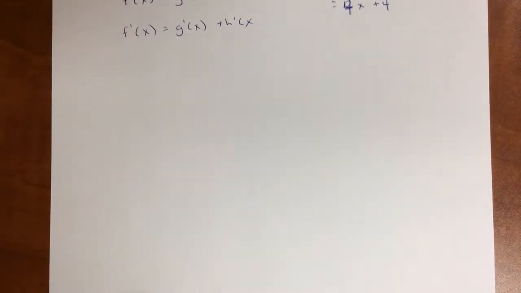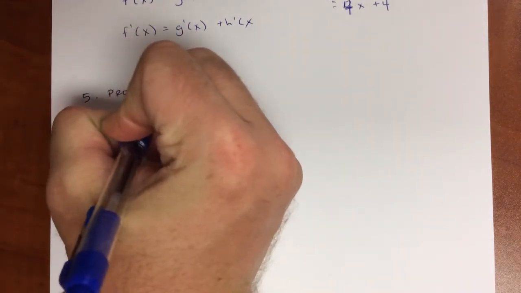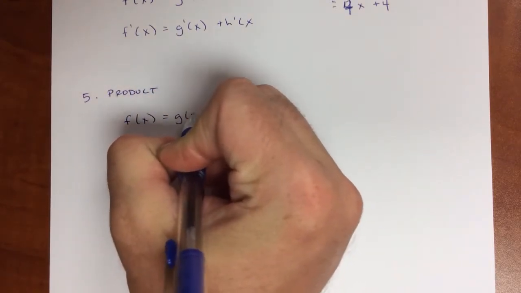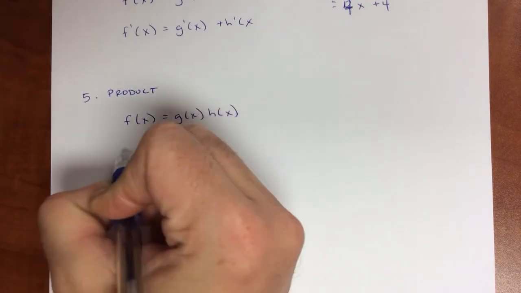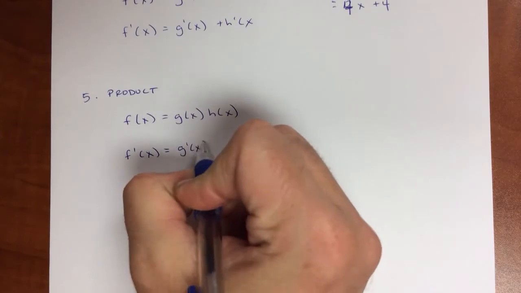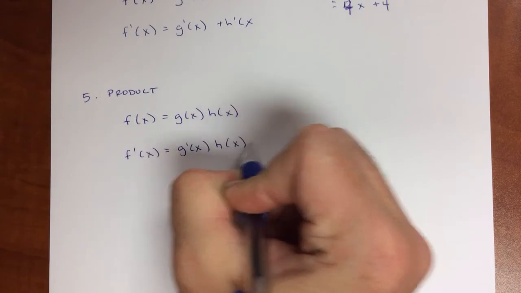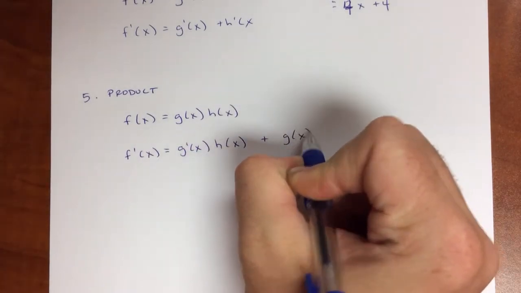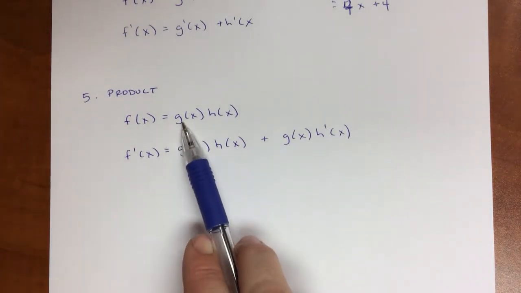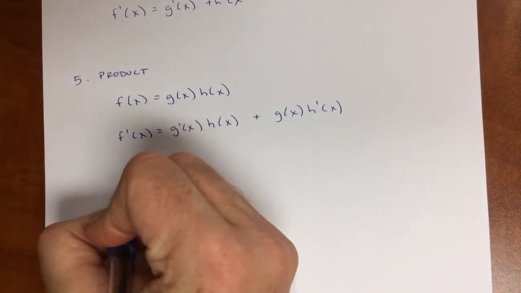Now the next rule is the product rule. And this tells us if f of x is equal to g of x times h of x, then f prime of x is equal to g prime of x times h of x plus g of x h prime of x. So it's equal to the derivative of the first function times the second plus the second times the derivative of the first.